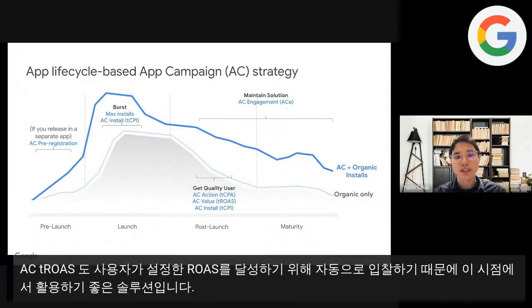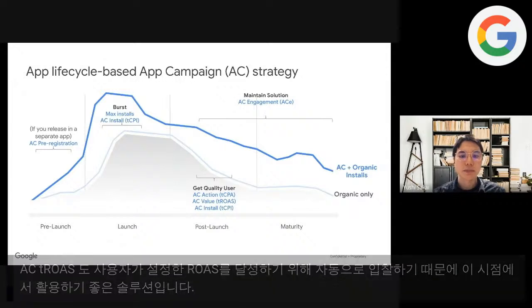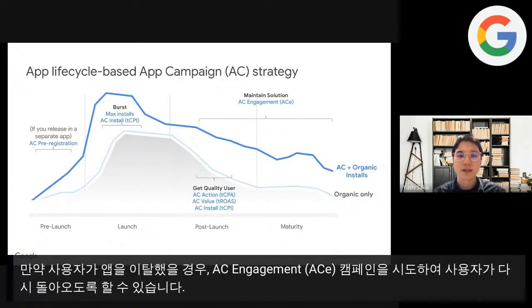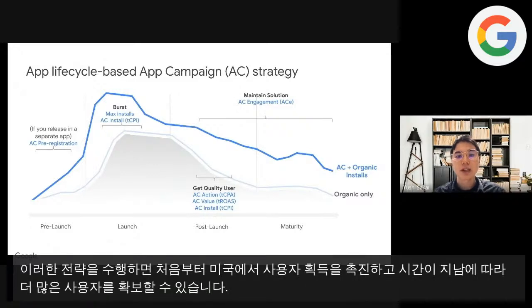If your users stop using your app, you can then try AC engagement to make them come back. By conducting these strategies, you can boost your user acquisition in the US from the beginning and also get more users over time.